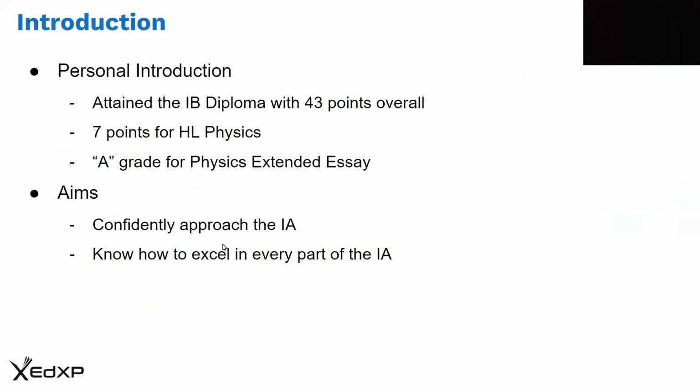So I attained the IB diploma with 43 points overall in 2020. I got a 7 for my HL physics, as well as an A for my physics extended essay. So after completing my IB diploma, I applied to college, and I'm going to go to UT Austin, which is a university in Texas, to study electrical and computer engineering.